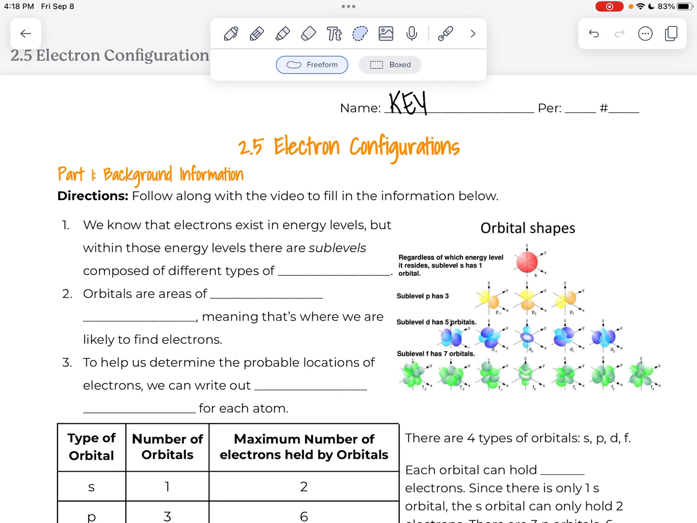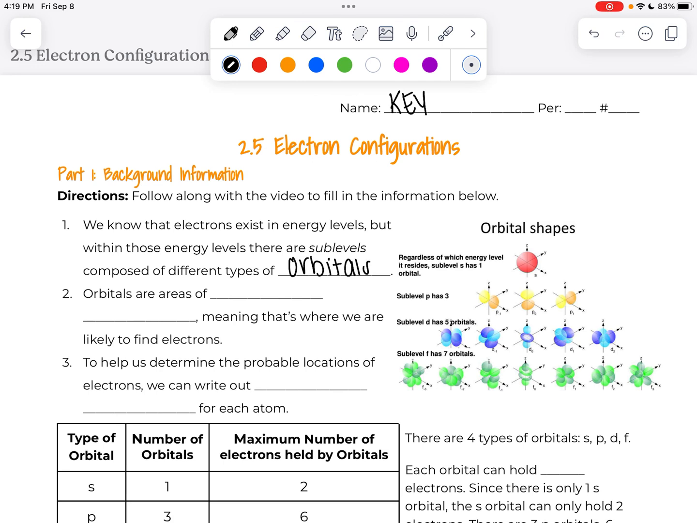We can also make pretty good guesses about where these electrons exist by writing out these things called electron configurations, which help us kind of locate where electrons are likely to be found within an atom. So these electrons, they do exist in these energy levels. They have some sort of energy associated with them. And within those energy levels, there are these things called sublevels. These sublevels are composed of different types of what we call orbitals.